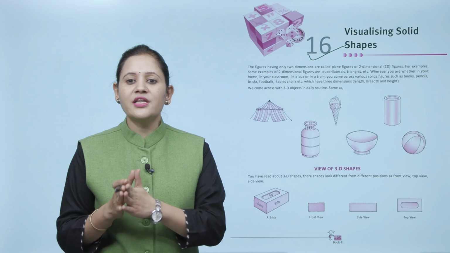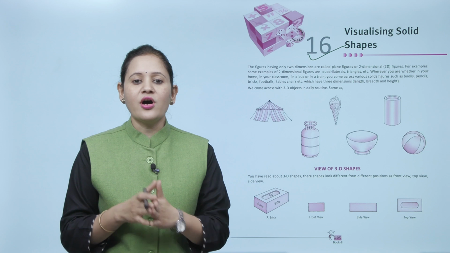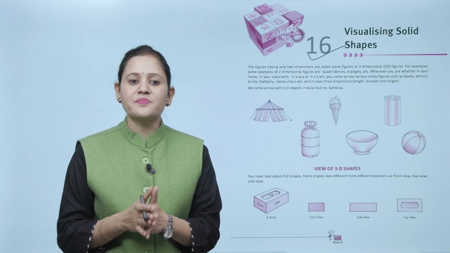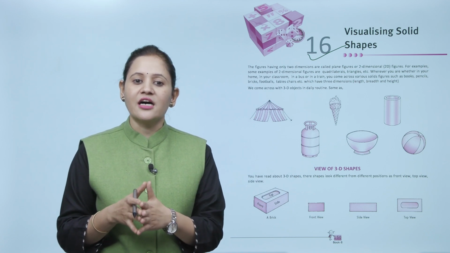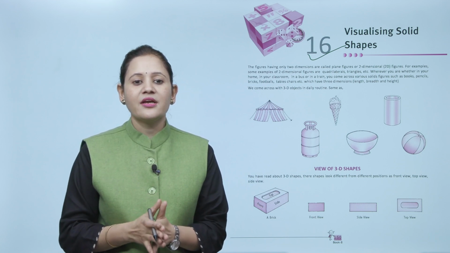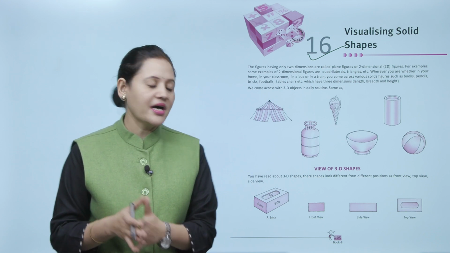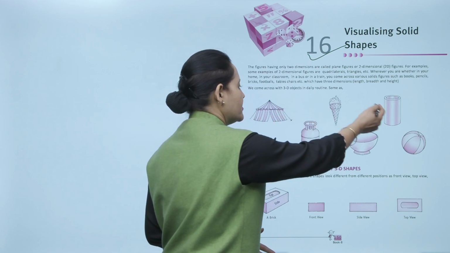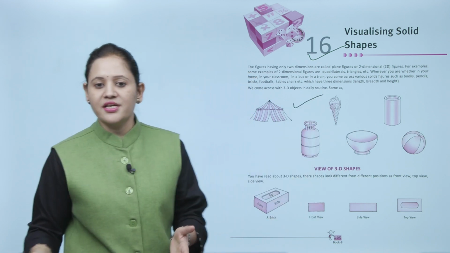Wherever you are, whether it is your home, your classroom, in a bus or in a train, you come across various solid figures such as books, pencils, bricks, footballs, tables, chairs, etc., which have three dimensions: length, breadth and height. We come across 3D objects in our daily routine. All these, like tent, cylinder, cone, bowl, are three-dimensional figures.